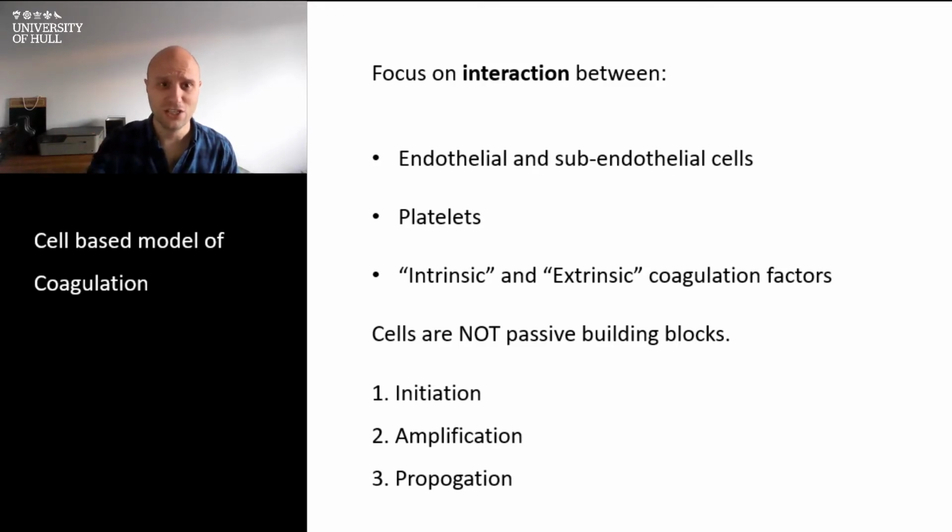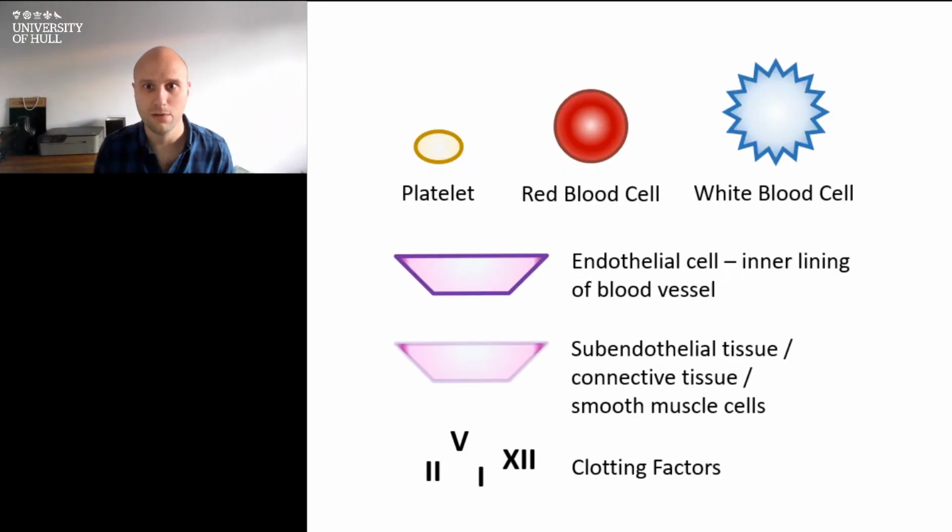And there are three stages to the cell-based model. There's initiation of the coagulation cascade, amplification, which ultimately results in lots of thrombin being formed, and propagation, which is that thrombin being used to bring about the change in fibrin and shore up that platelet plug. Now, through these tutorials, we're going to have a diagram all the way through, and very quickly, these are the key players, if you like, in there.